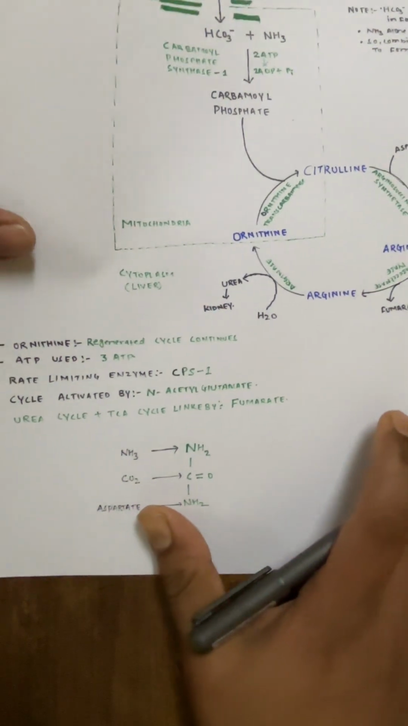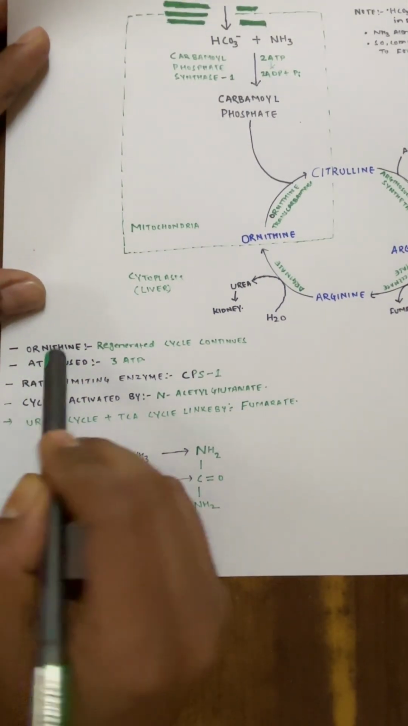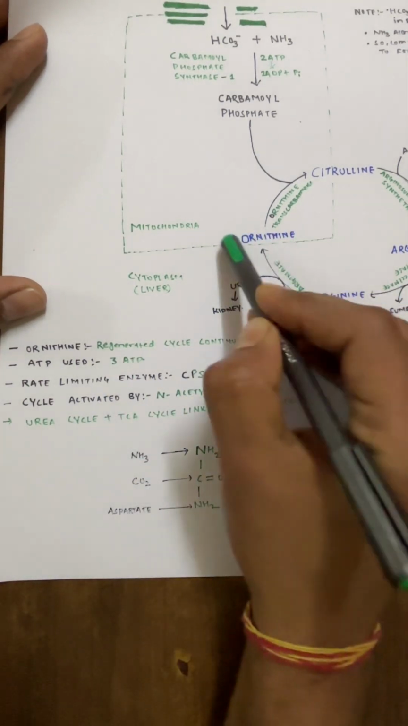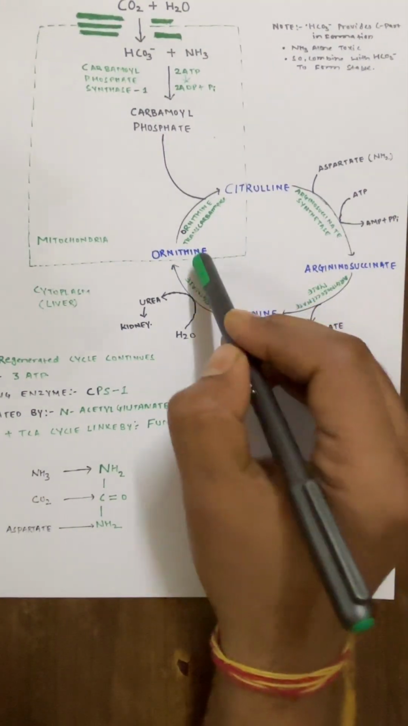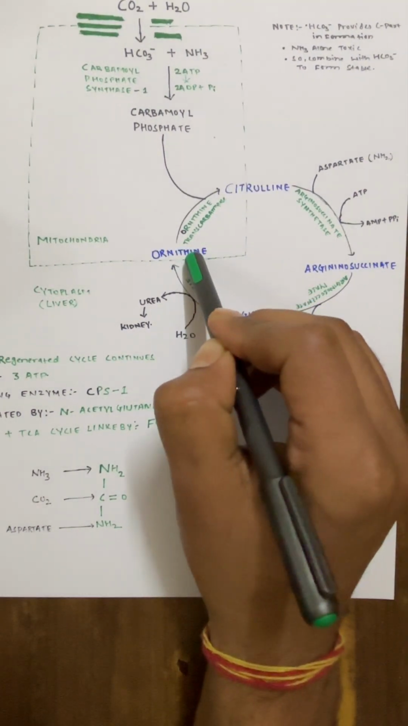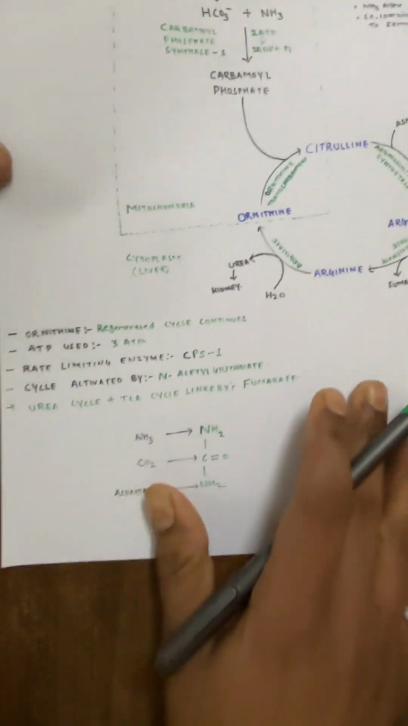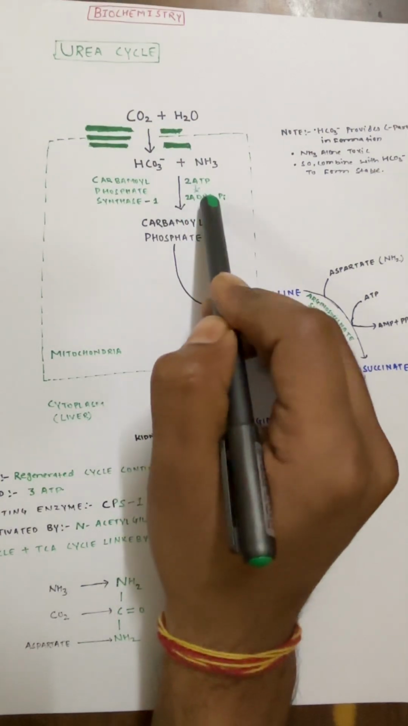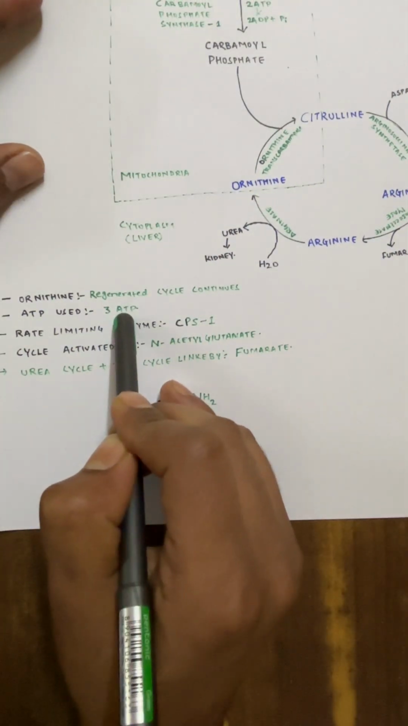Now this ornithine, again ornithine is formed over here. This ornithine regenerates, and the cycle will continue. Always remember that ornithine is forming again over here, and ornithine will keep the cycle moving. Now how many ATP are used? 2 ATP over here and 1 ATP over here, so a total of 3 ATP is used.